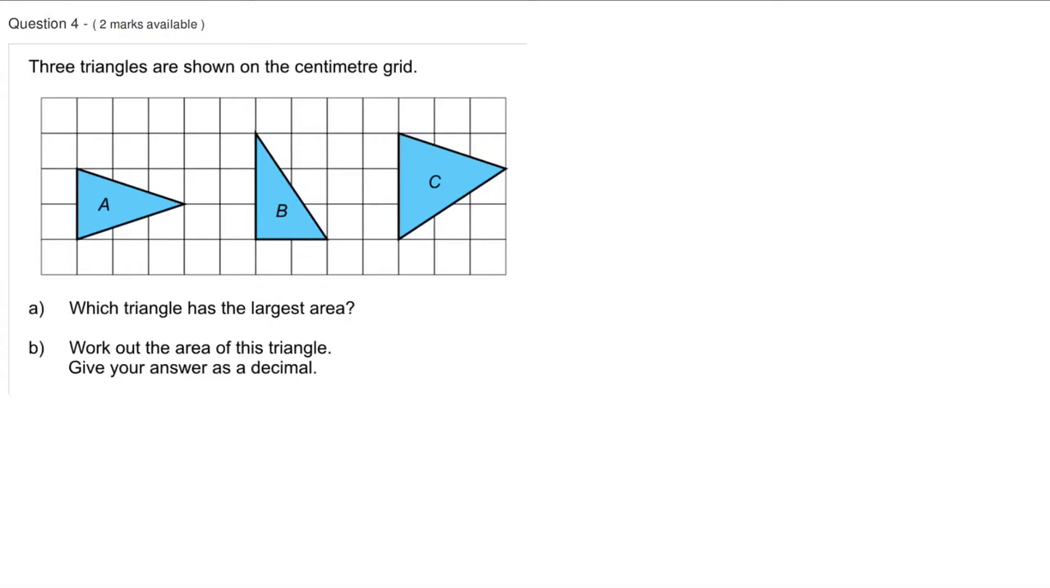Now question 4, we have 2 parts. The first part has asked us to show which triangle has the largest area, and that will be triangle C. Now for part B, it has asked us to work out the area of that triangle and to give our answer as a decimal. So the area of a triangle is equal to base times height divided by 2.